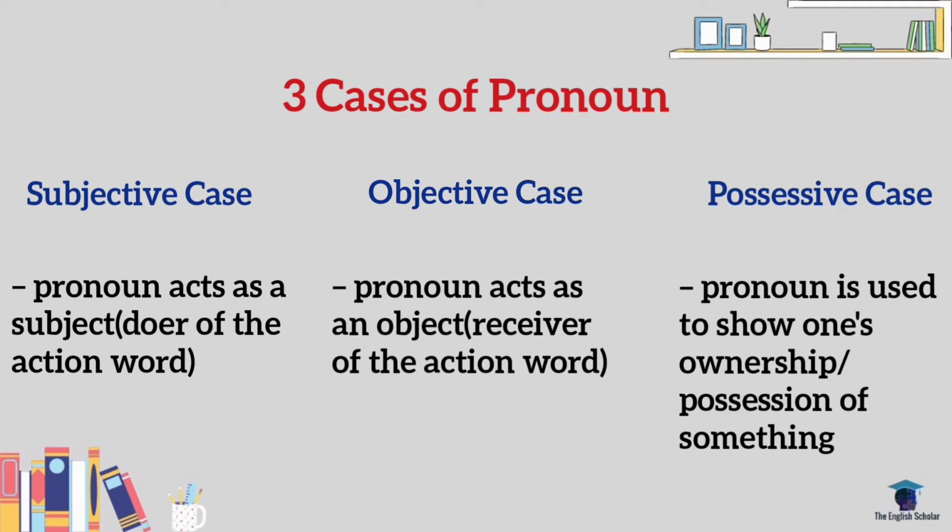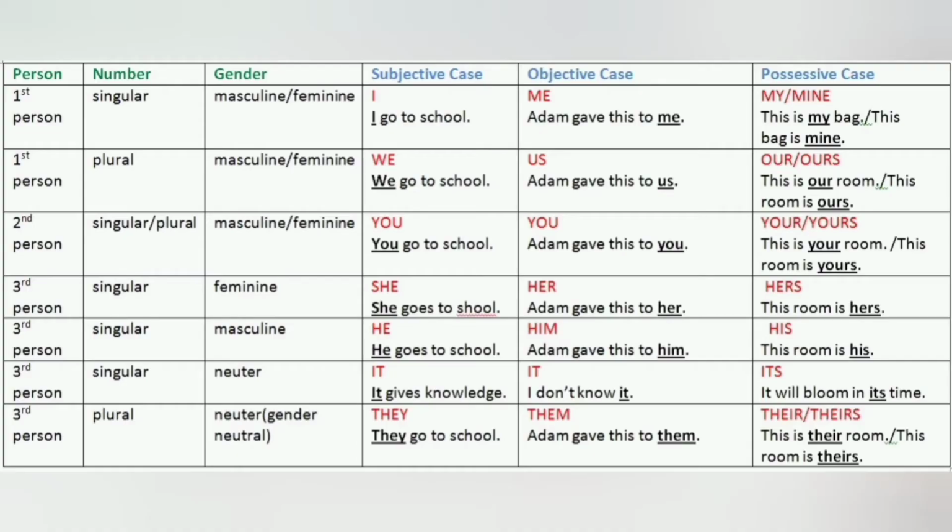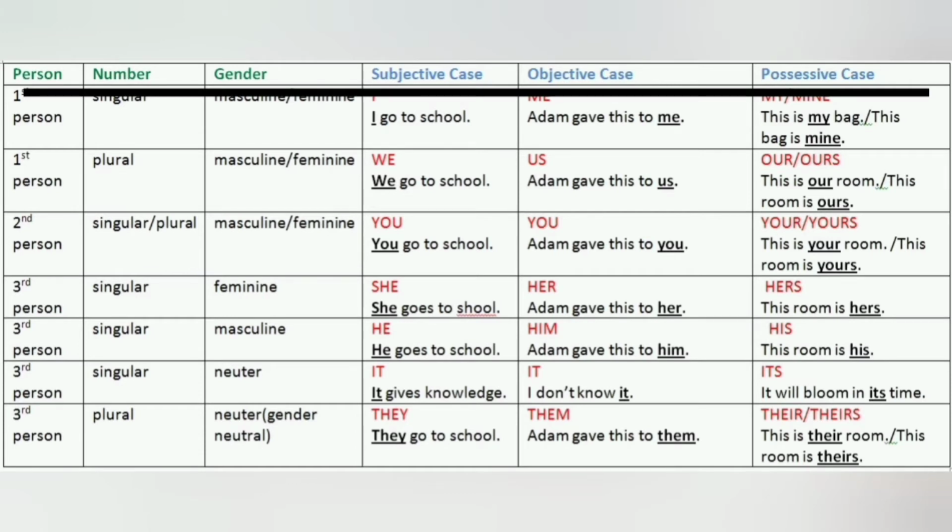Let's connect these to the three major categories of pronoun by making a table. One column for personal pronouns, number agreement, one for gender, and one for subjective case, another for objective case, and another one for possessive case.